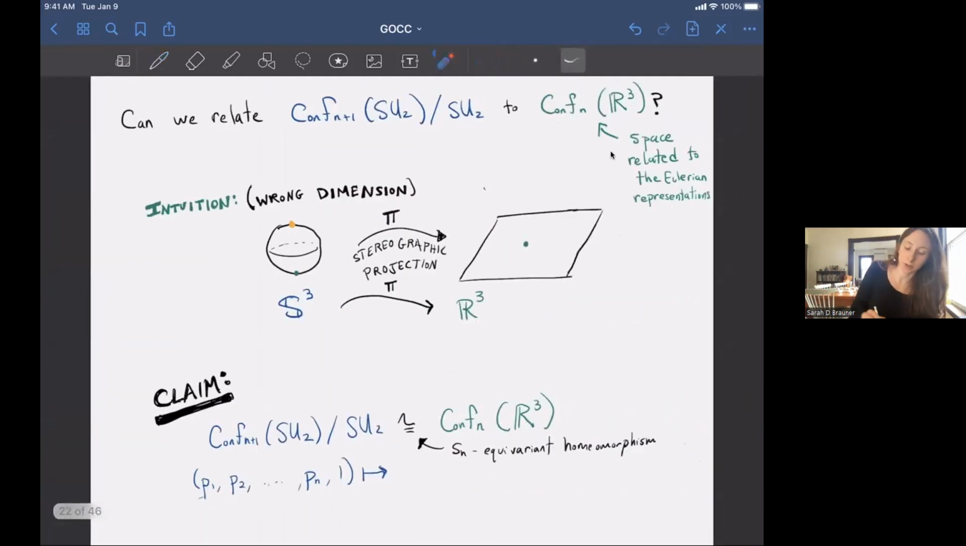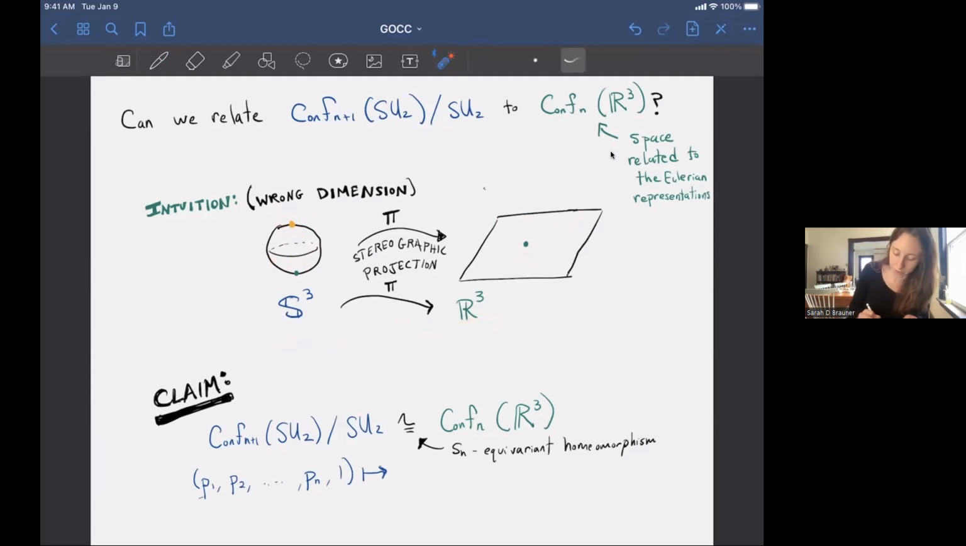So to formalize this, I really want to relate this quotient space to the configuration space that I already know is related to my Eulerian representations that we've already talked about. And so the sort of intuition for what I want to do here is I was thinking about points on S3 where the North Pole is removed, but I might as well have stereographically projected and picked points over in R3 because in stereographic projection, you have to remove the North Pole anyway. Okay, so that's the intuition for what I'm about to do.